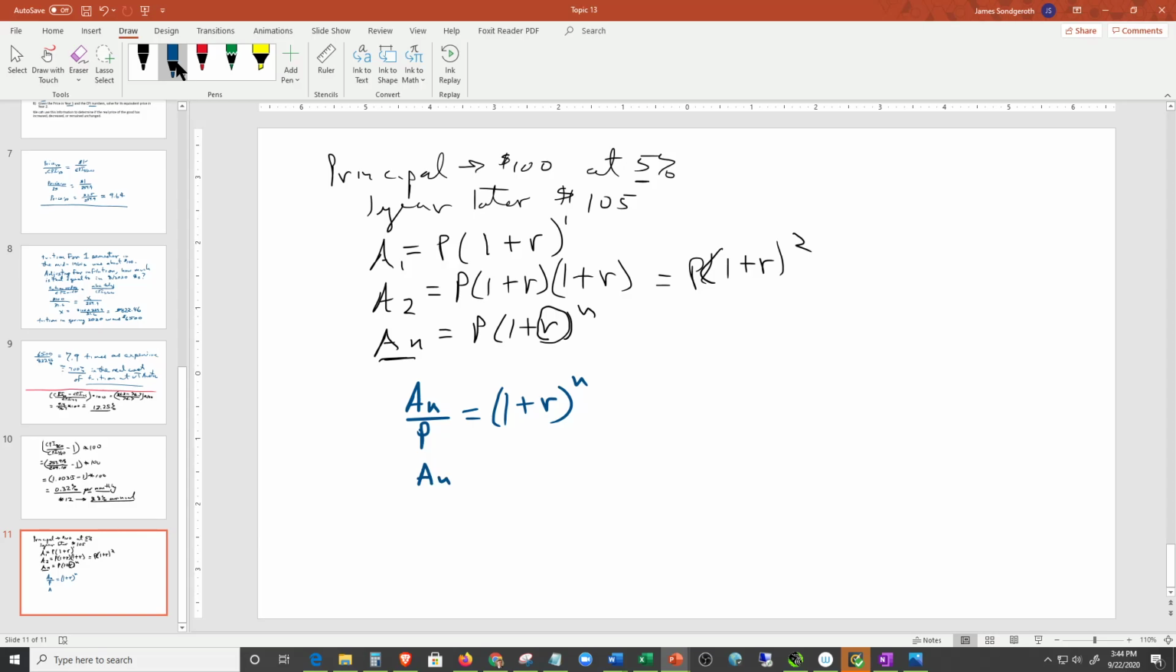So a sub n over p to the 1 over n is going to equal 1 plus r. So r, which is now the inflation rate, is going to equal the amount, or the index number we ended with, divided by the index number we started with, all taken to the nth root, minus 1. And that'll give us r, which would give us a very close approximation to the annual inflation rate over a period of time.